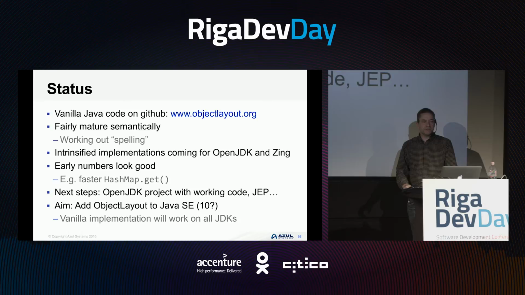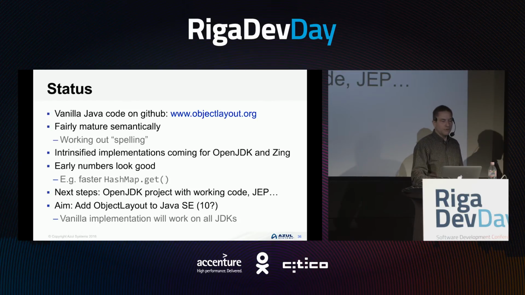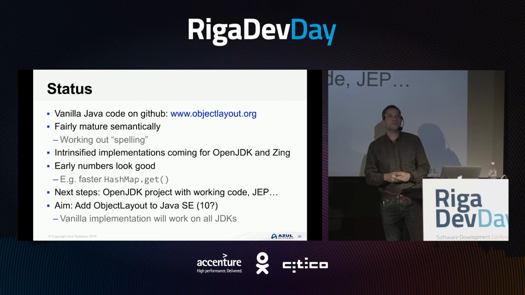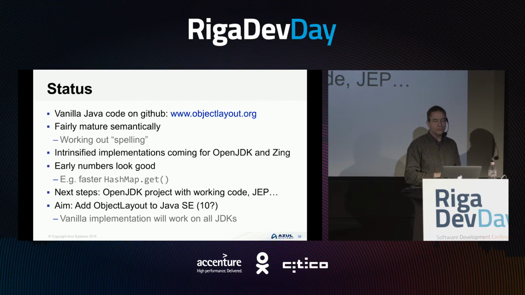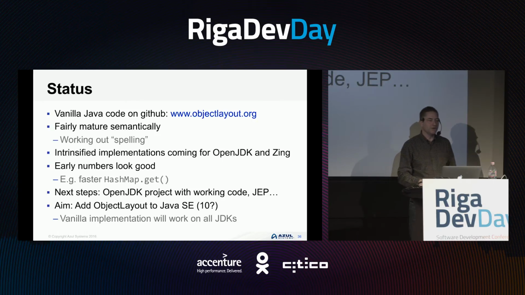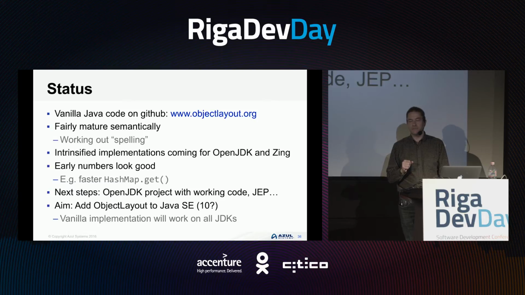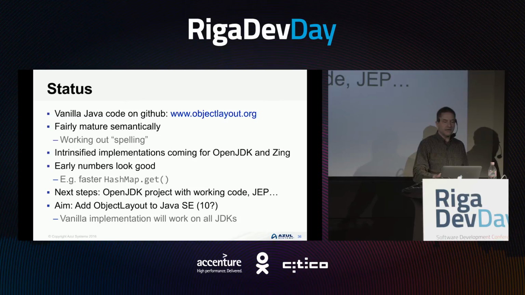Status-wise, there is code on GitHub for this. You can check it out. There's ObjectLayout.org. It's pretty mature in terms of the project. Gil Tene, who's the CTO of Azul, likes to say that he's still working on the spelling. So he's still working on what the naming of some of this is. We've done an intrinsified implementation for Zing. We're looking at doing one for OpenJDK.